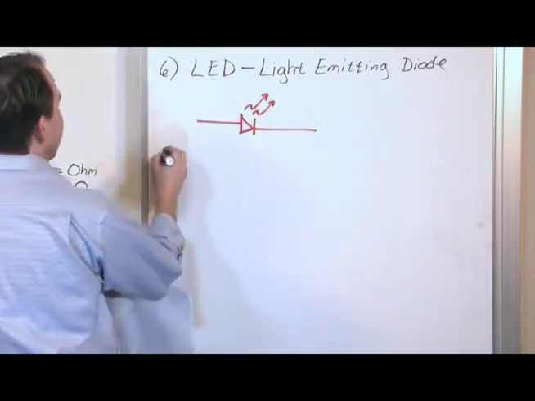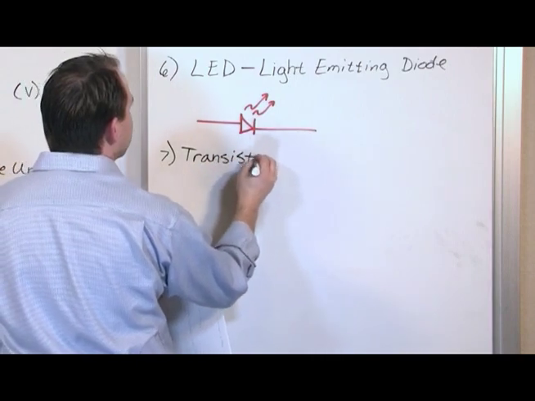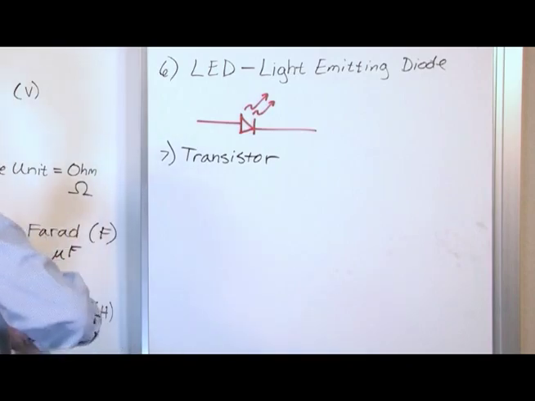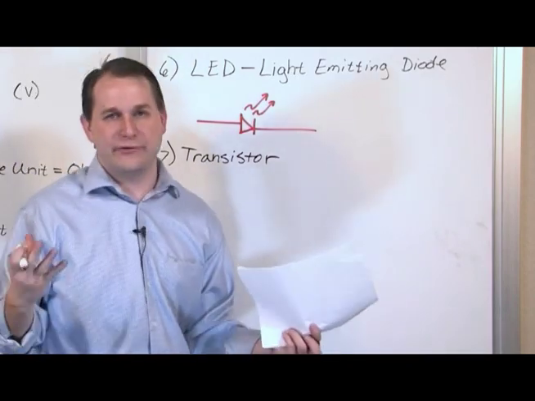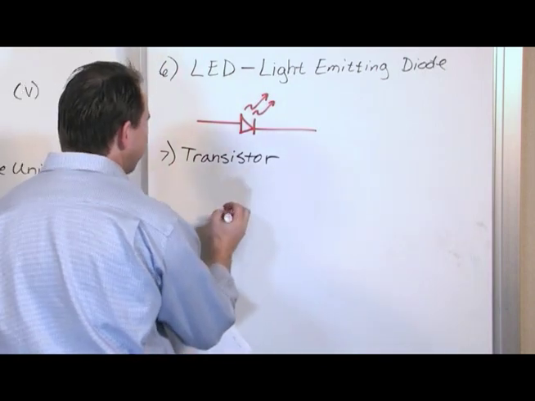Now, how do you spell this thing? It's called a transistor. All right, now there's actually lots of different ways to draw transistors. Actually, there's lots of different types of transistors, and we're not going to get into the types right now. But the basic way you draw a transistor is like this.